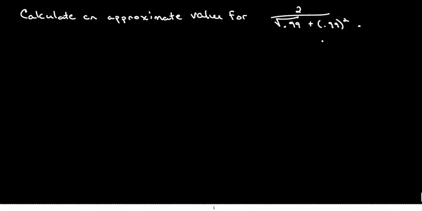So to get an approximate value for this, what we're going to do is get a function that represents this. Let f of x be equal to 2 over the square root of x plus x squared. Then we're going to use f at 1, because 1 is very close to 0.99.